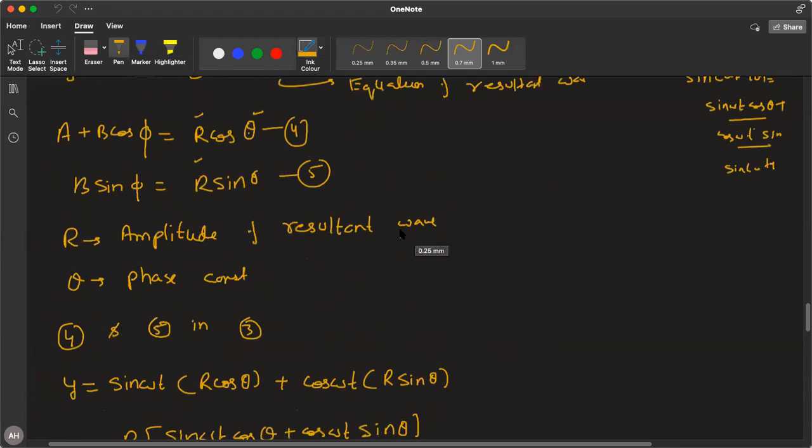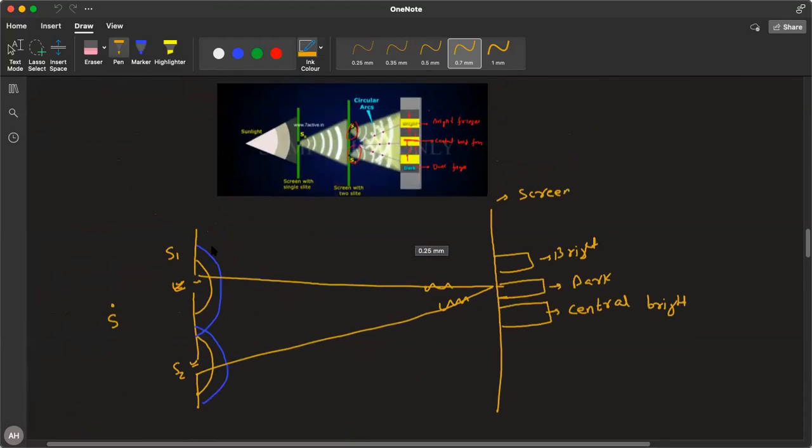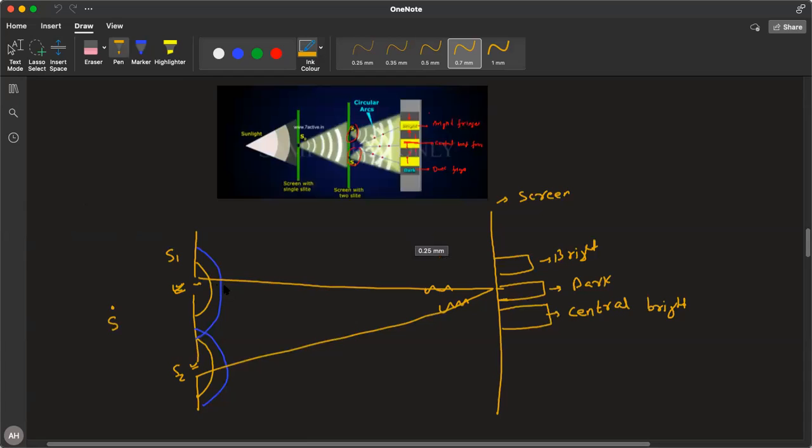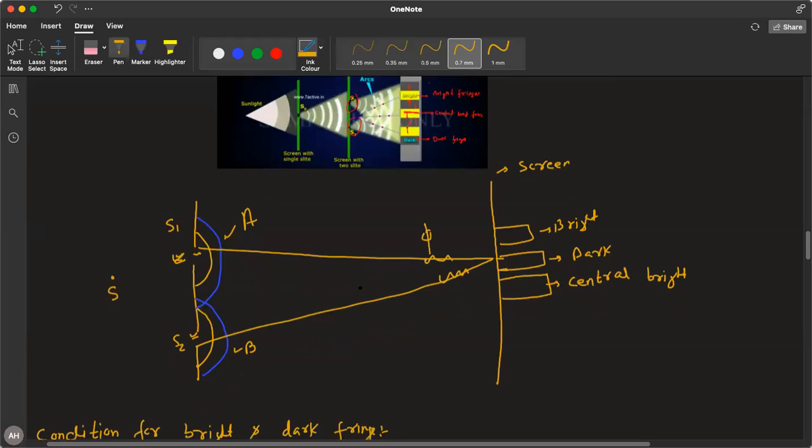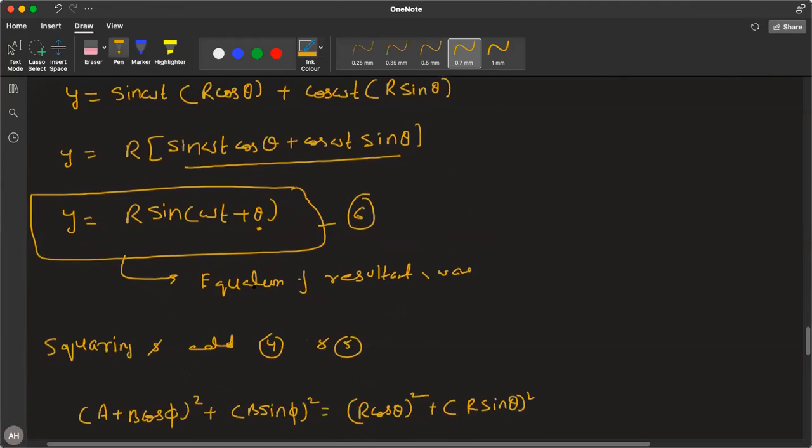In this derivation, we take two coherent sources. This is the first source. This is the second source. The wave coming from this source has an amplitude A, and the wave coming from this source has an amplitude B. The phase difference between the two waves is phi. So you can calculate the resultant amplitude in this way.